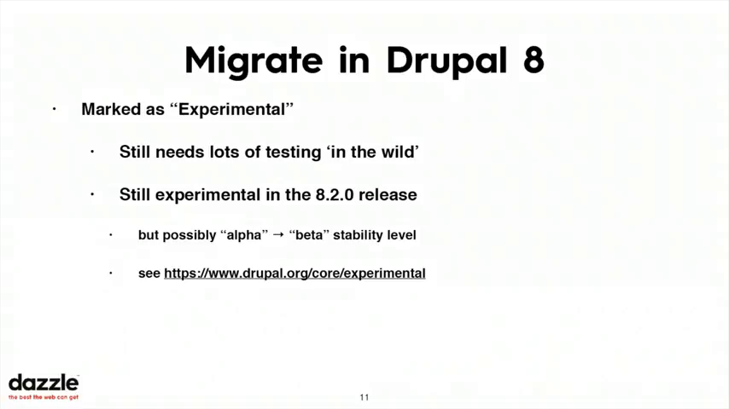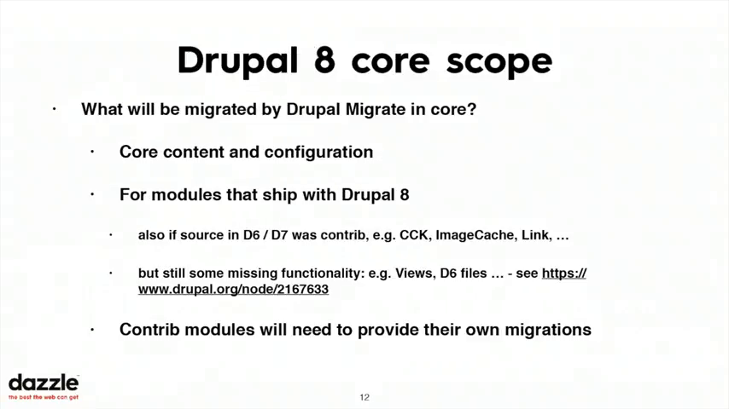So in the current Drupal 8.1 release, it is still tagged as being alpha experimental, but hopefully in 8.2 this will go to the beta stability level. That is still up for discussion, I think. And once it reaches the beta stage, it should still go into a release candidate state before it is considered a stable part of Drupal 8 core. So I don't know when that will be, but we'll see.